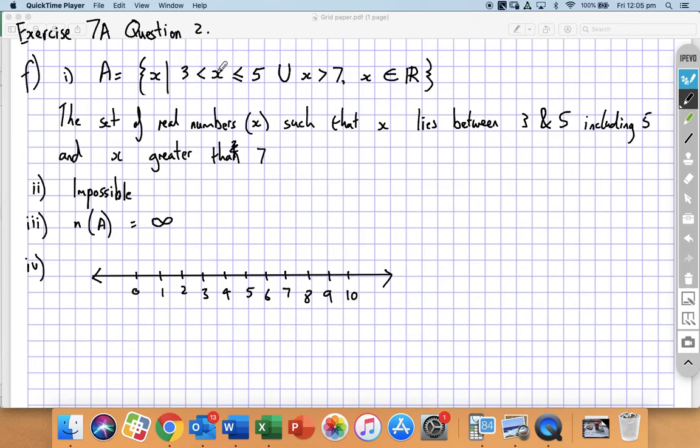Okay, how do I represent x lies between 3 and 5 but only includes 5? This is important. You need a dot coloured in for that 5 because we include the 5, but for the 3 we want an open dot. So that's how we are representing that we're including the 5 but we're not including the 3. Now x greater than 7, so we're not including the 7, and then we're going up here to infinity and beyond.